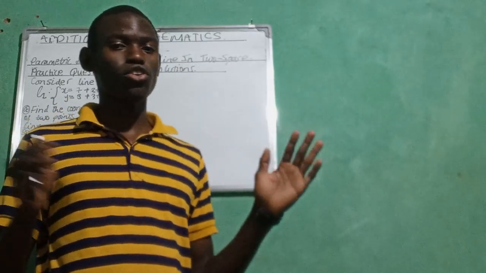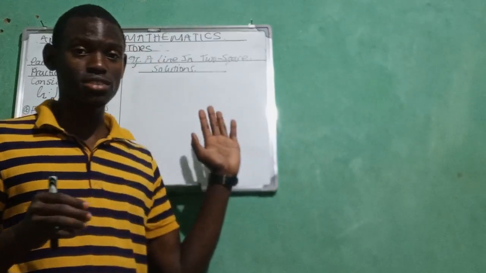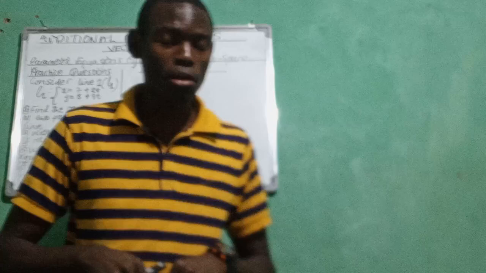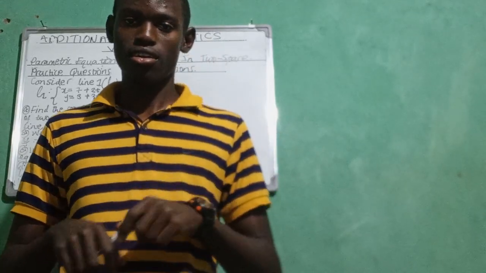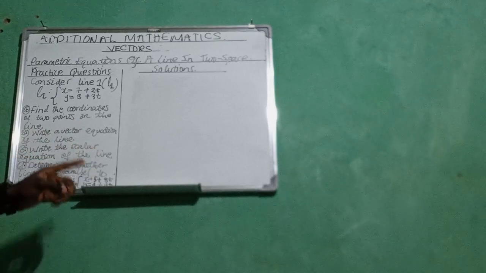So we are continuing on additional mathematics vectors. This is the example question, part C, where in the first question A, we answered 2 points on the line. B, which is question 2, we wrote the vector equation of a line. C, we wrote this. In this video, we are going to write the scalar equation of the line.